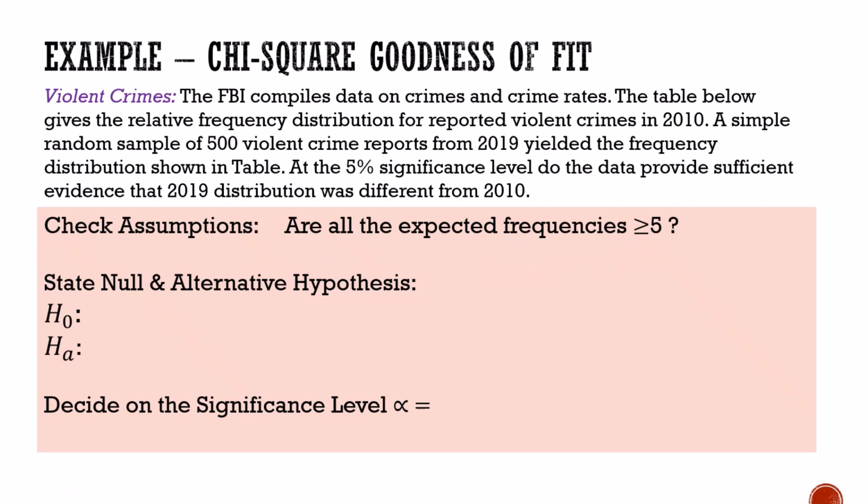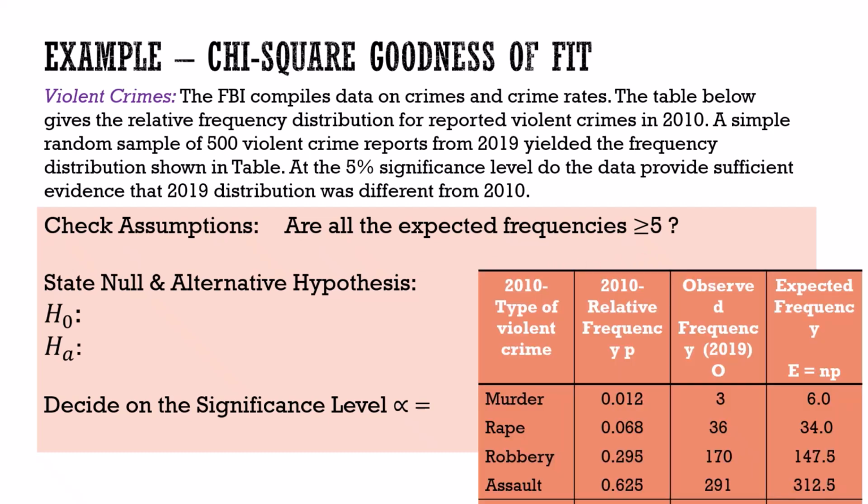All right, so here is our table. We have to look down the column for expected frequencies and we see 6, 34, 147.5 and 312.5. They are all greater than 5, so that condition has been met. There was another condition that the data should come from a simple random sample, and the question here says it's a simple random sample of 500 violent crime reports. So that condition has been met as well.